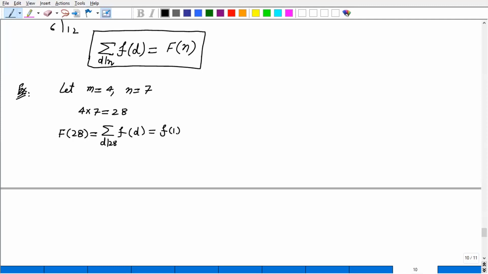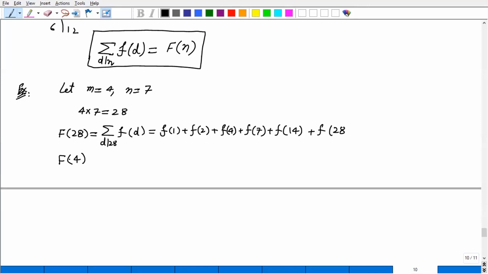1 is a divisor. 2 is a divisor. 3 is not a divisor. 4 is a divisor of 28. 5 is not a divisor. 6 is not a divisor. 7 is a divisor, so f of 7. 8 is not, 9 is not, 10 is not, 12 is not, 13 is not. And 14 is a divisor of 28, so f of 14. And then f of 28. So that's F of 28.